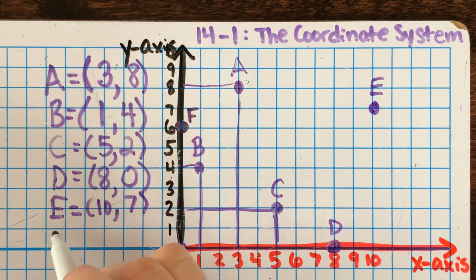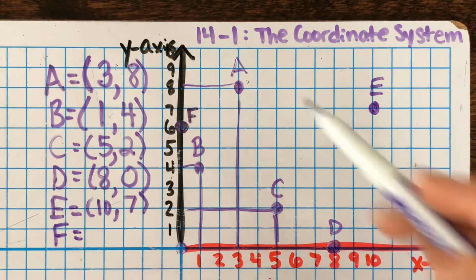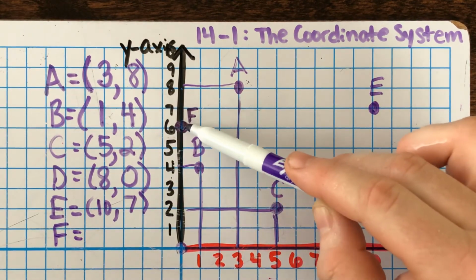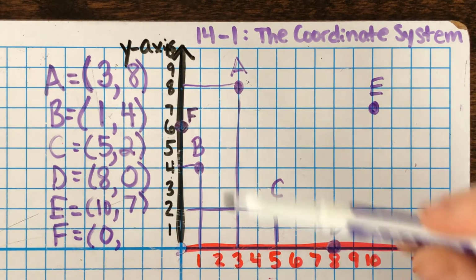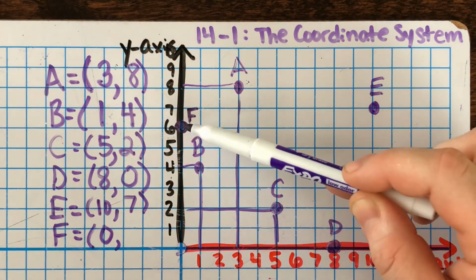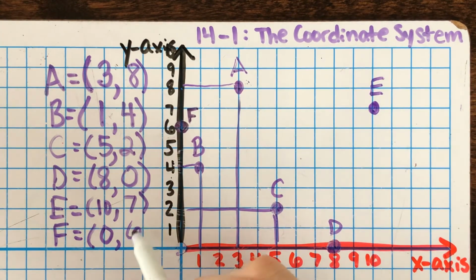And lastly, let's look at F. It's kind of thrown in there right here. So again, we start at the origin. Do we go over at all on the x-axis for F? We don't go over at all. We don't go to 1, 2. F stays at 0. So the x-coordinate of F is 0, okay? And then we just go up 6, and that's our y-coordinate.